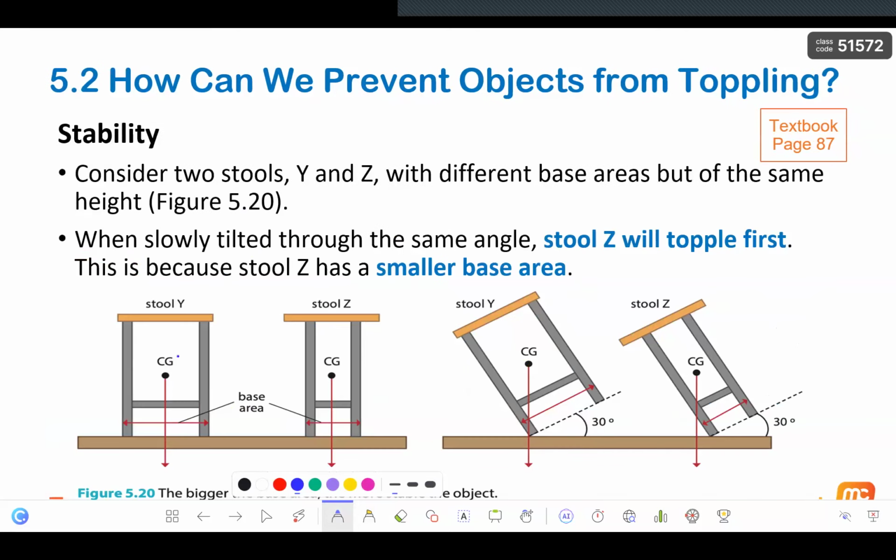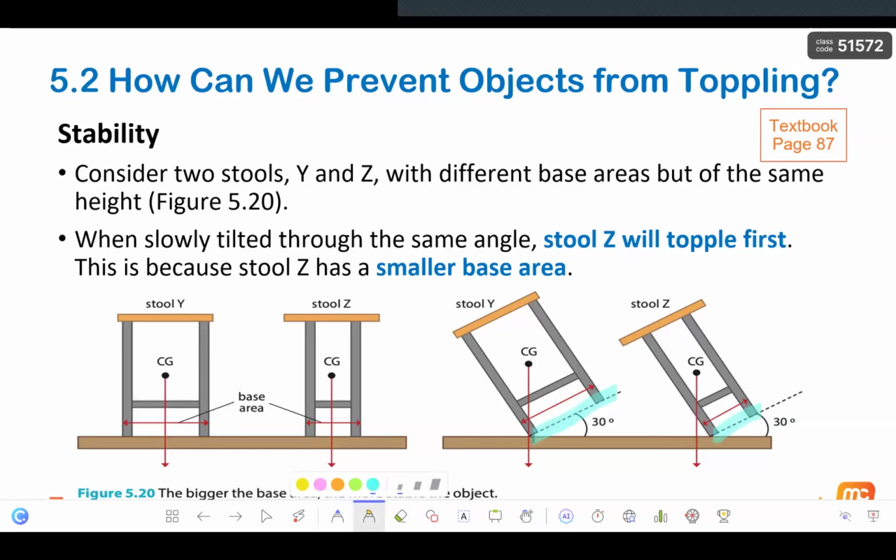Next one, let's take a look at these two stools. They have the same height, so the center of gravity is at the same height, but the base area is different. So I have stool Y that has a larger base area than stool Z. Again, I'm going to tilt them at an angle, and you will see that at 30 degrees, I'm going to highlight again. This is my base area. This is my base area.